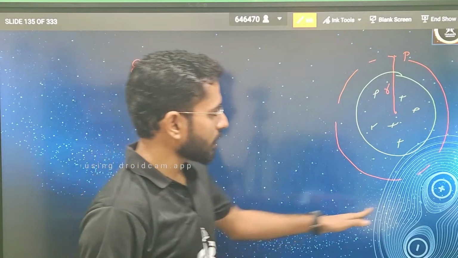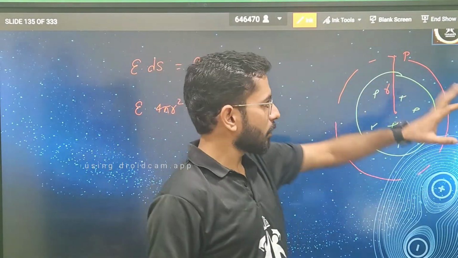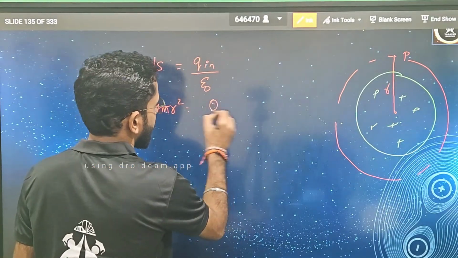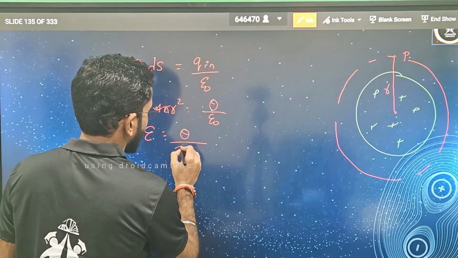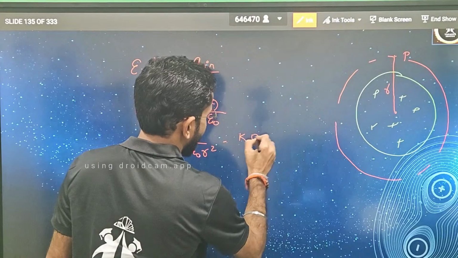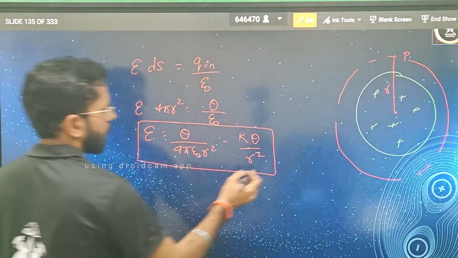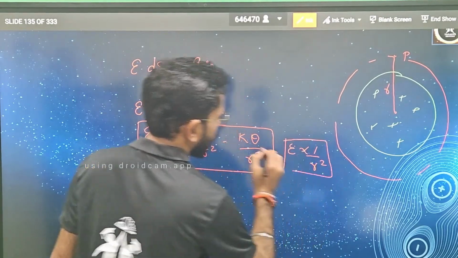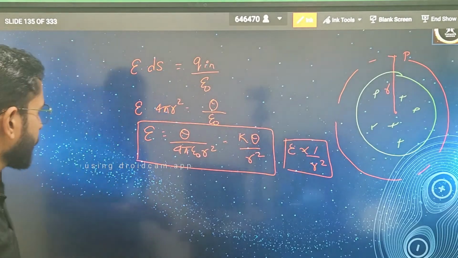Because it is the outer surface, it doesn't depend whether it is hollow or solid, because you are watching from outside, the complete charge will be present. The complete charge is how much? Capital Q, as simple as that, divided by epsilon naught. This will become 4 pi epsilon naught into r square. That means the final result will be again the same as the previous case, kq divided by r square. If I ask you the variation with radius, electric field is inversely proportional to r square. This will be the variation present there.